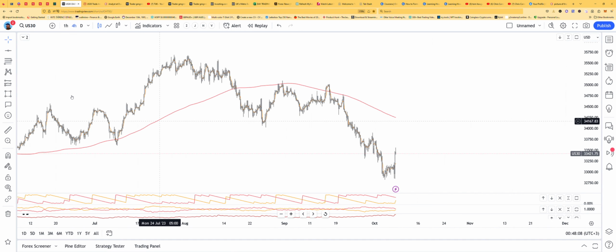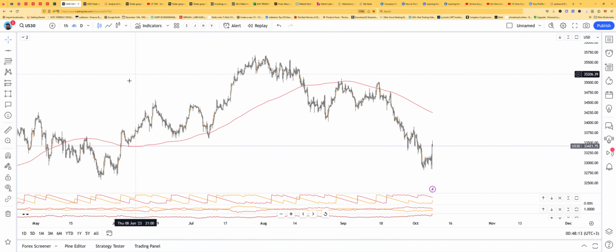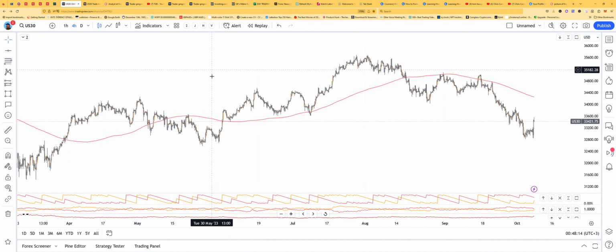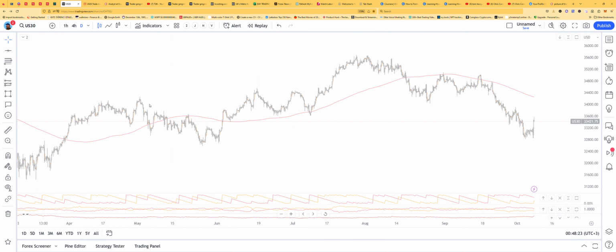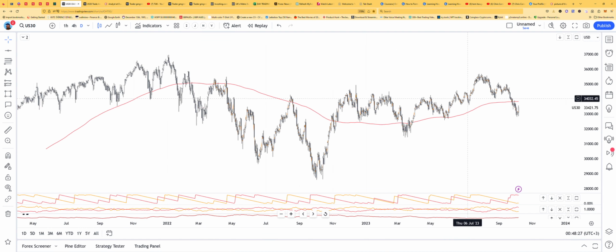Alright, so this is the US30 pair right here, and this is a 4-hour chart. We're going to analyze just the 4-hour chart to see what we have for this coming week. The 4 hours on the daily chart. Alright, so this is the US30 daily chart.